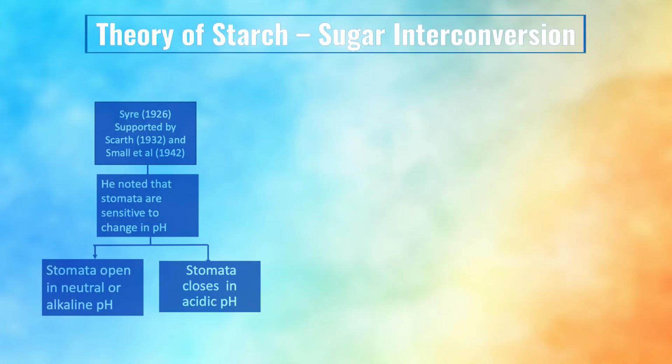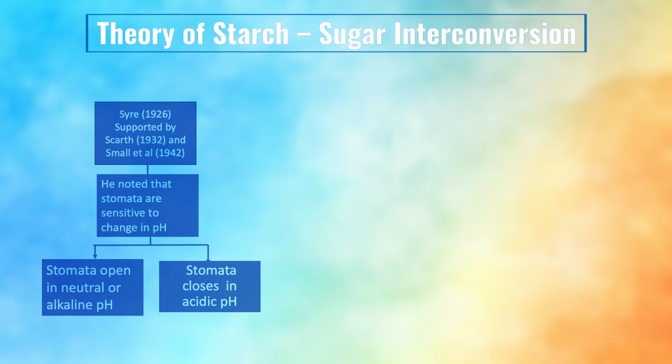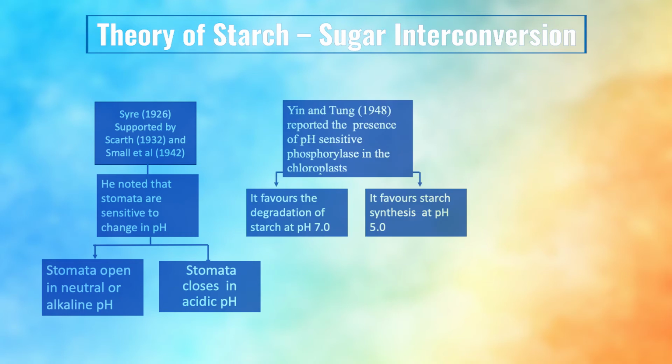Second theory is theory of starch-sugar interconversion. Sayre in 1926 noted that stomata are sensitive to pH. At high pH, that is pH 7, stomata opens, while low pH favors closing of stomata. Hill and Tang in 1948 obtained evidence of the presence of a phosphorylase enzyme that is pH sensitive.